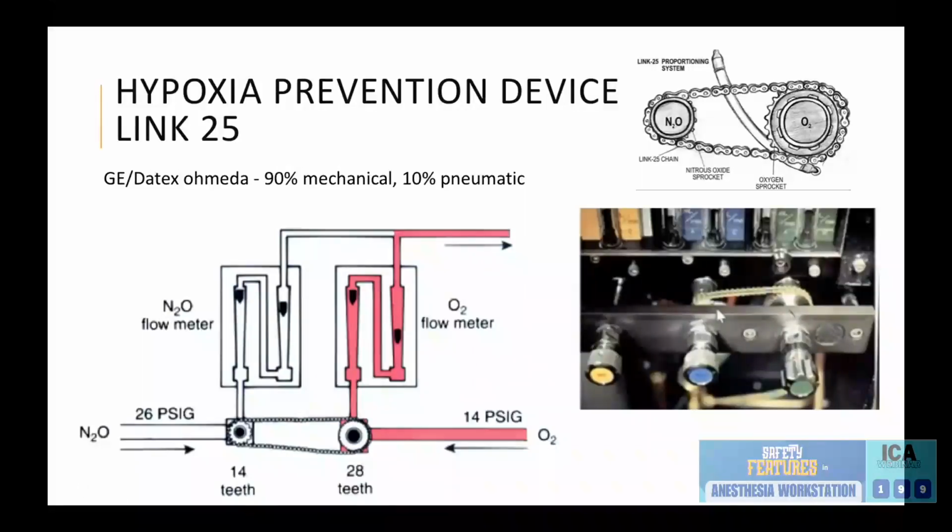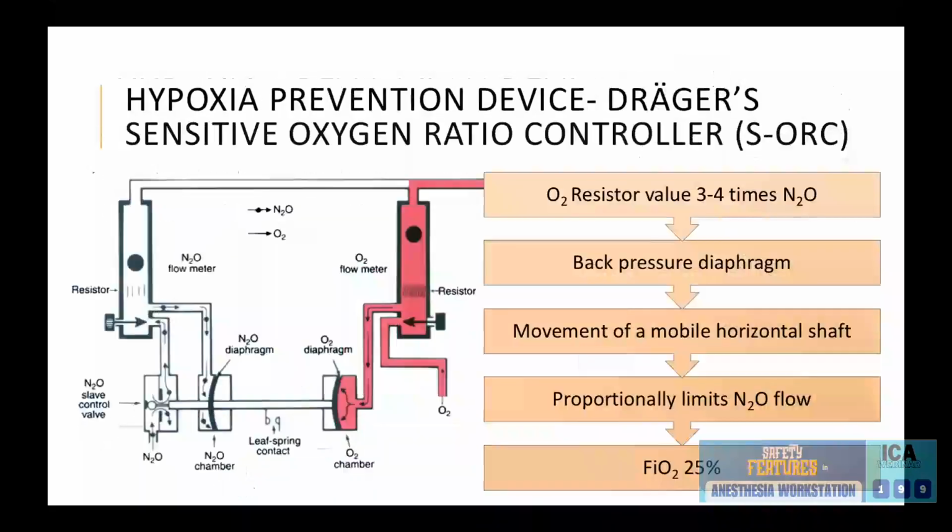So this mechanism is present in GE and Datex Ohmeda machines, and it is 90% mechanical, 10% is pneumatic because of this pressure differential which is being delivered. And the ratio of flow of nitrous to oxygen cannot be more than 3:1. If you start to decrease oxygen less than that, nitrous will also decrease. So that is that. Coming on to the sensitive oxygen ratio controller, this is SORC present in Draeger.